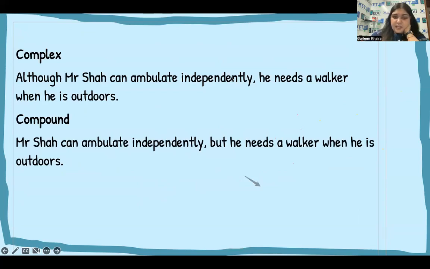Although Mr. Shah can ambulate independently, comma, he needs a walker when he's outdoors. I've also written the compound sentence for combining these, but what would be more appropriate? Complex would be more appropriate. Because when you use a complex sentence to combine the information, this conveys to the reader that the independent clause in the complex sentence deserves greater attention.